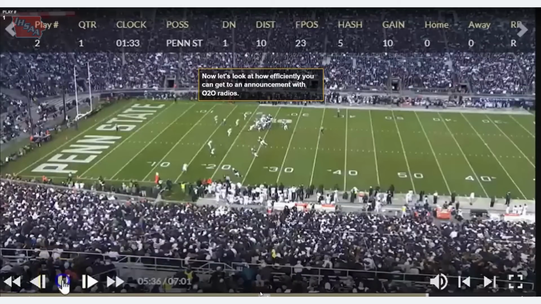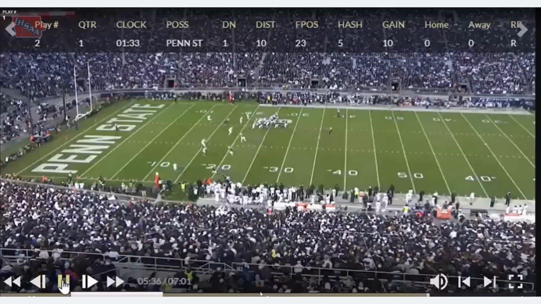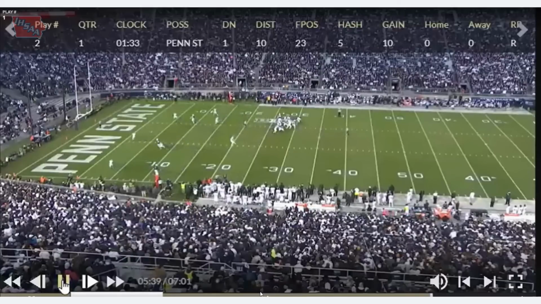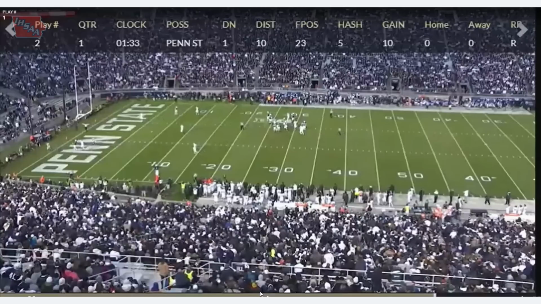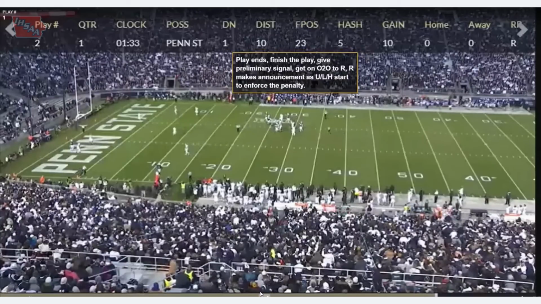Now I want to talk about how efficiently you and your crew can get this announcement made, this penalty enforced. So we got a flag into the play. Right now, finishing the play, give a preliminary signal. Since there's only one flag, preliminary signal, and then you have, I've got defensive holding number 12, depending on how you want to report it to your referee.